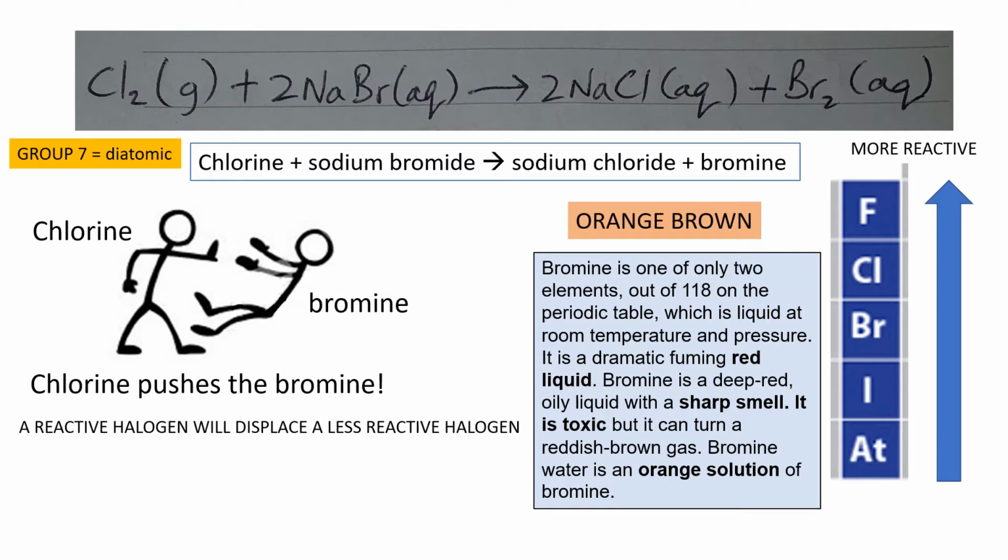Now that we know that Cl2 is diatomic, all the halogens are diatomic. Also, hydrogen and oxygen are diatomic. So Cl2 as a gas plus 2 moles of sodium bromide, NaBr aqueous, produces 2 moles of sodium chloride aqueous plus Br2, diatomic bromine gas. Aqueous means in solution.